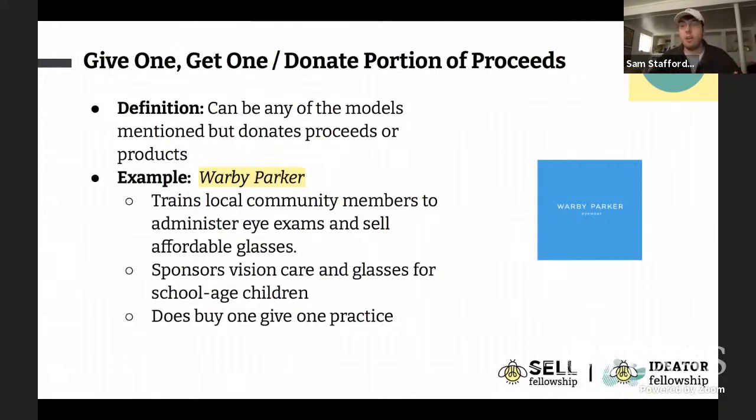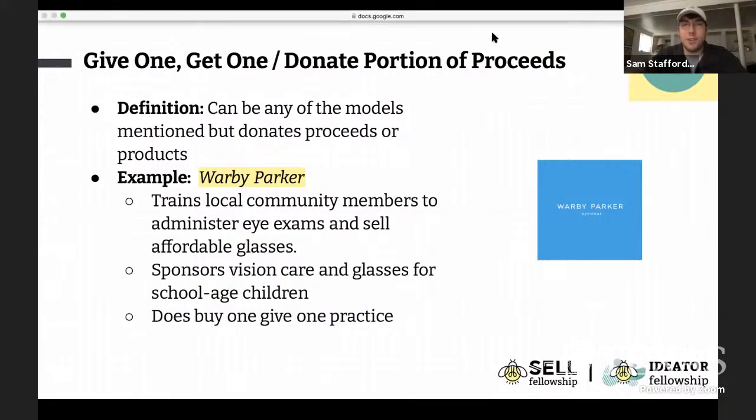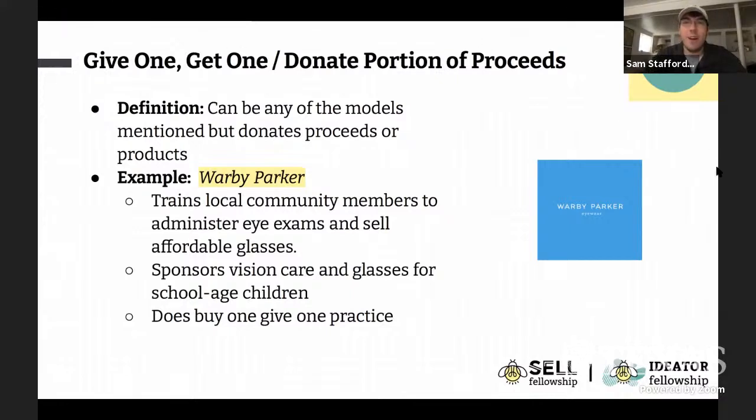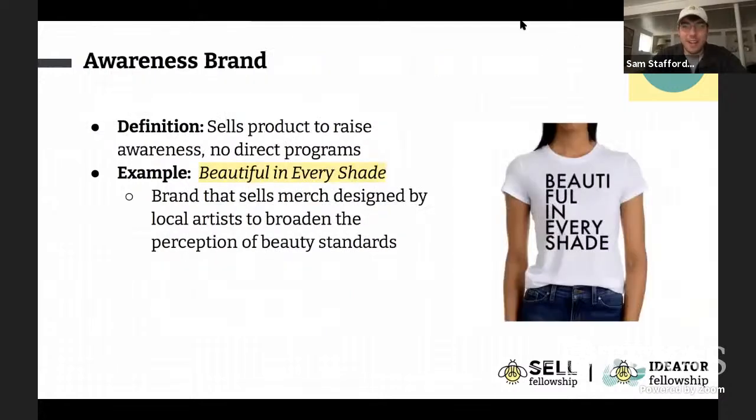Does anybody have any other ideas or any other companies that have a buy one, get one? There are so many out there. I know it's early, so I won't hold my breath, but I will move on to the next slide and talk about awareness brands. Yeah, Tom's did do that. And we will talk about Tom's later in this presentation because it's very important.